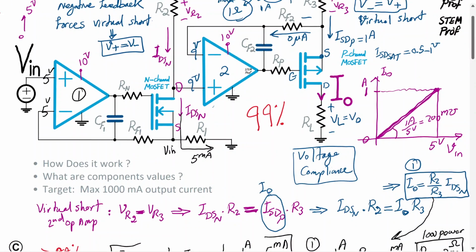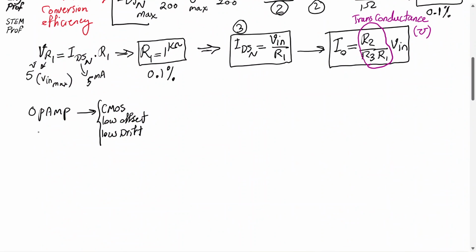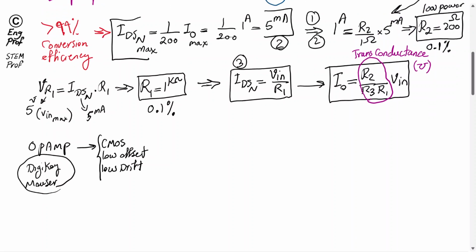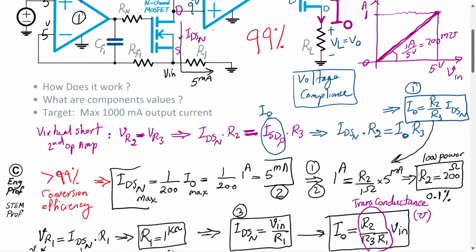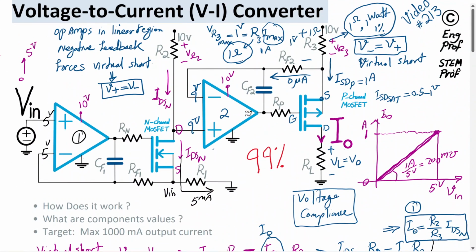So that's one thing. You can take a look at either DigiKey or, let's say, Mouser to select among the many choices they have: just a low power op amp, as I said, with either zero offset or very low offset with low drift. That's the main requirement for these op amps.